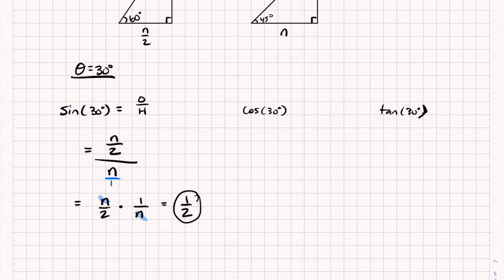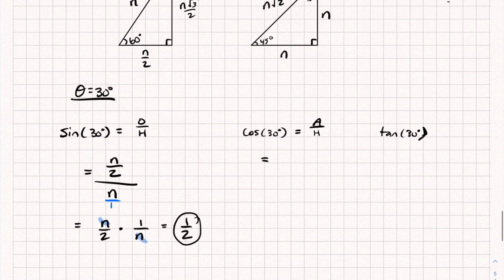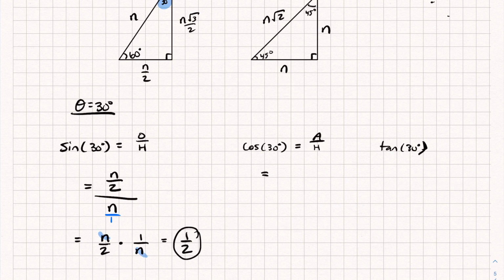Cosine of 30 is adjacent over hypotenuse. And again, this is going to create a very, very similar scenario. So for 30 degrees, my adjacent is n root 3 over 2. I'm going to divide this by the hypotenuse, which is n. Again, notice, just like before, we've got fractions. So I'm going to think about this n as n over 1.